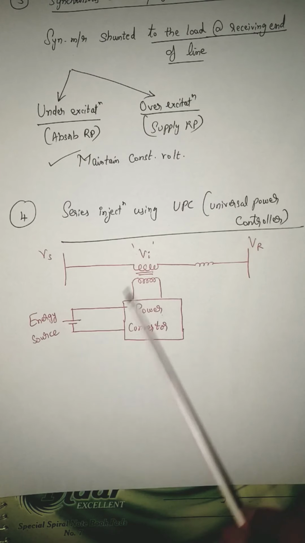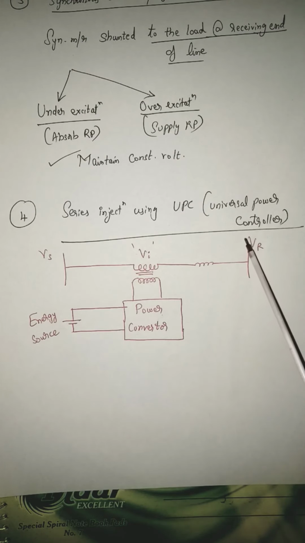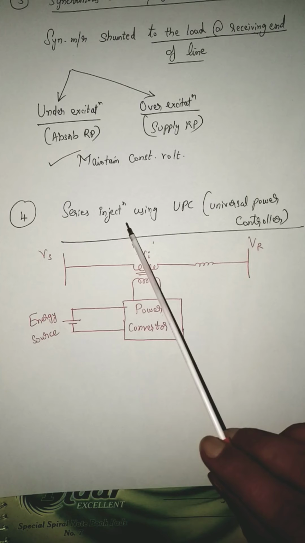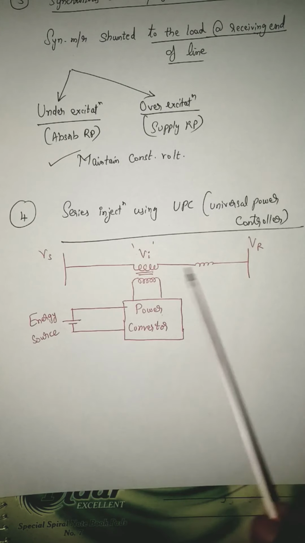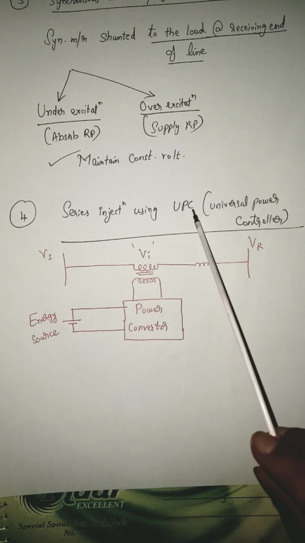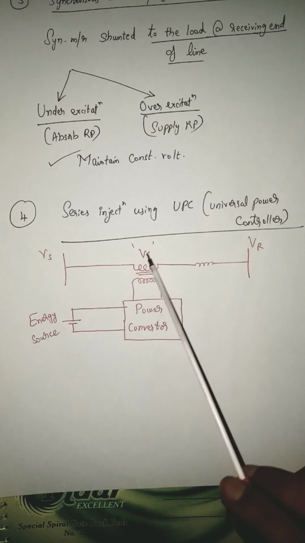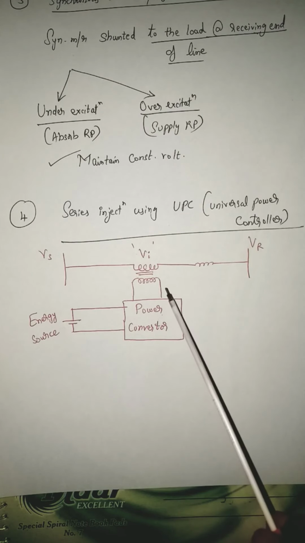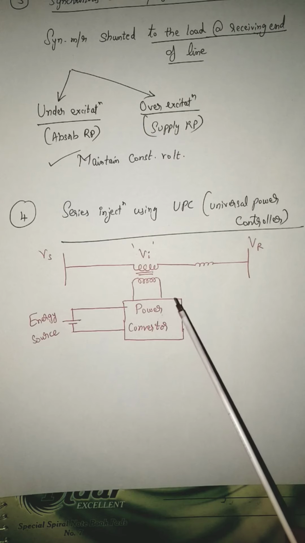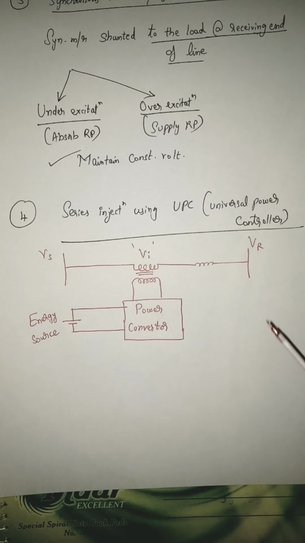So that is the advantage of universal power controller. It's called series injection because you are injecting in series with the line using universal power converter. So you are varying the magnitude of voltage as well as the phase angle. So these are the methods of voltage control by injecting reactive power. In the next session, we'll be using transformers to control the voltage.